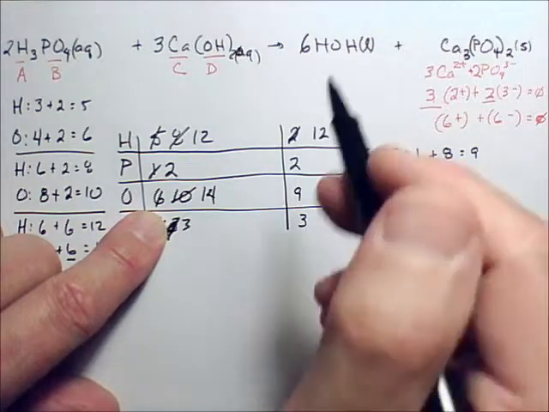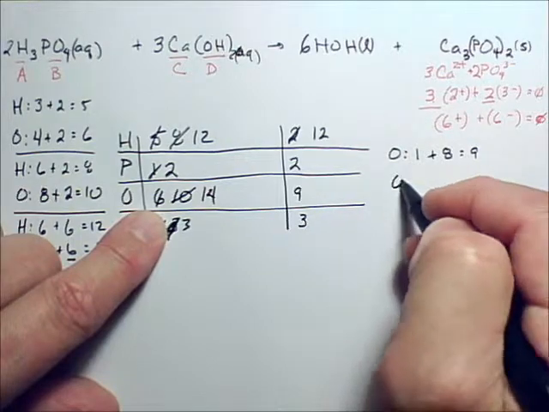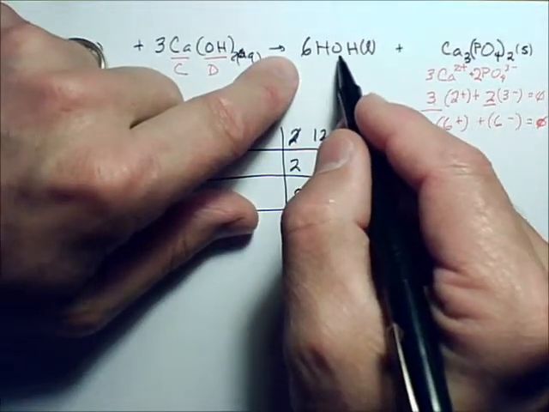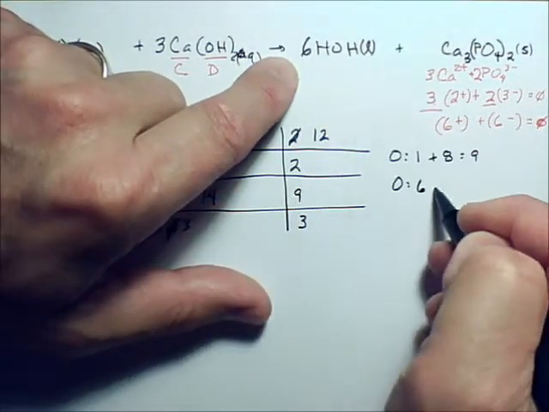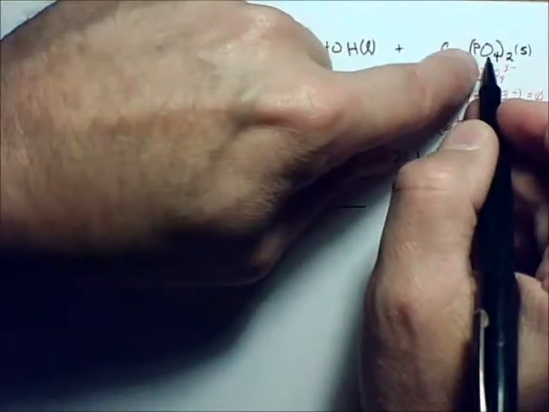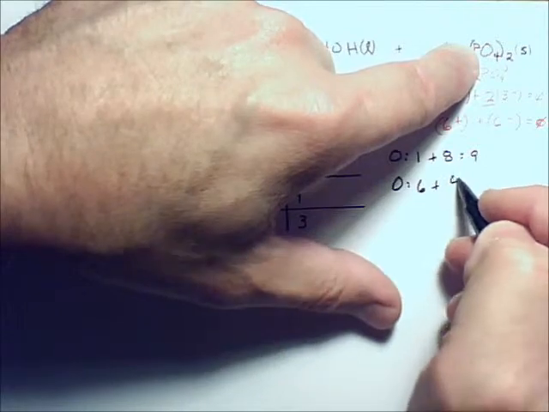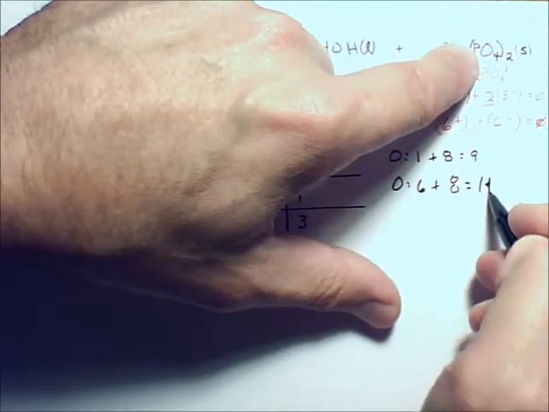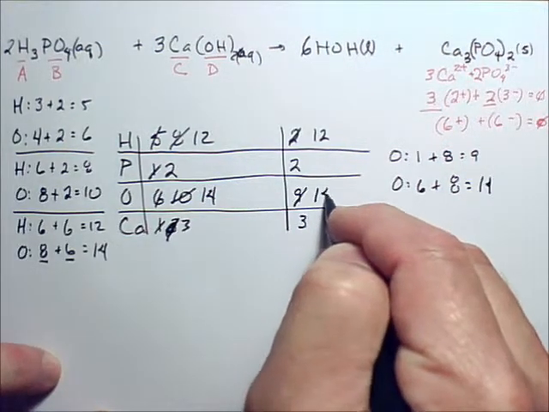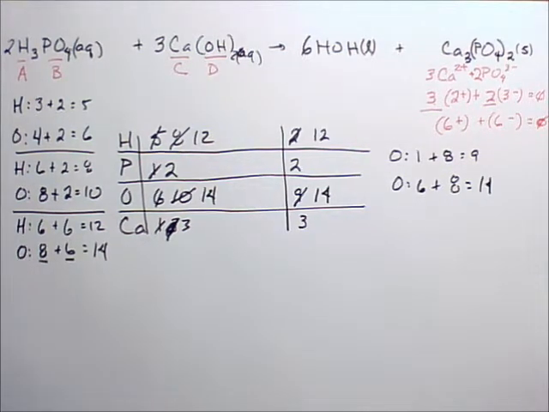Okay, all right. Then we've also unbalanced the number of oxygens here. So we've got 6 times 1, or 6 oxygens. And over here I've got 4 oxygens times 2, or 8 oxygens, and that's 14. And that's why we save oxygen for last, because most of the time, by the time we get to oxygen, it's already balanced.